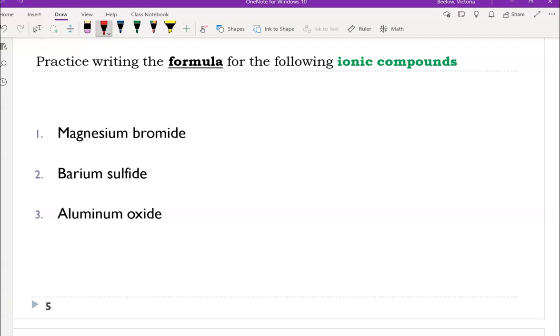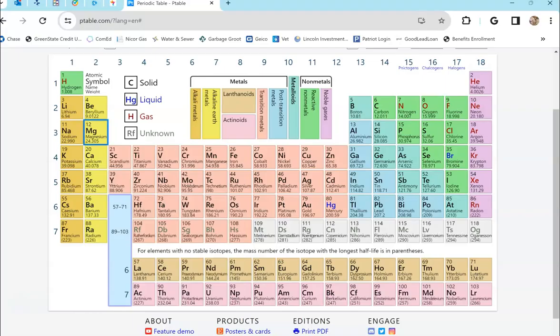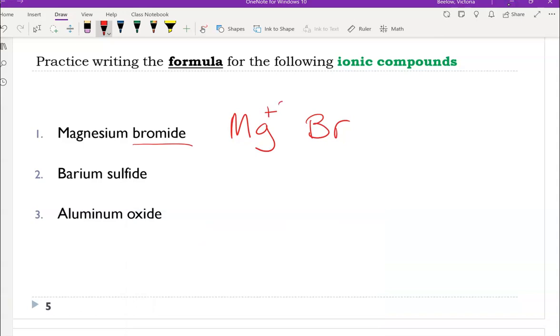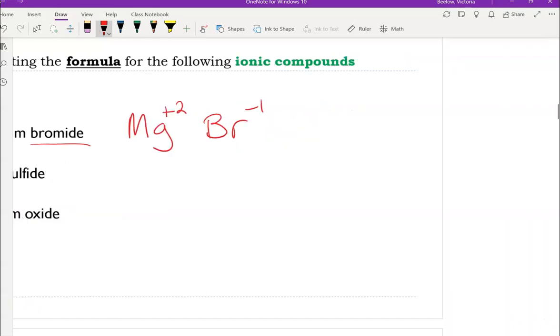So what you're going to do is you're going to write the two elements. We have magnesium, which is Mg, and bromide originally is bromine, which is Br on the periodic table. Next, you're going to put the charges on these, which on your periodic table, remember they are written at the top of each column that element is in. So Mg has a charge of +2 and Br has a charge of -1.